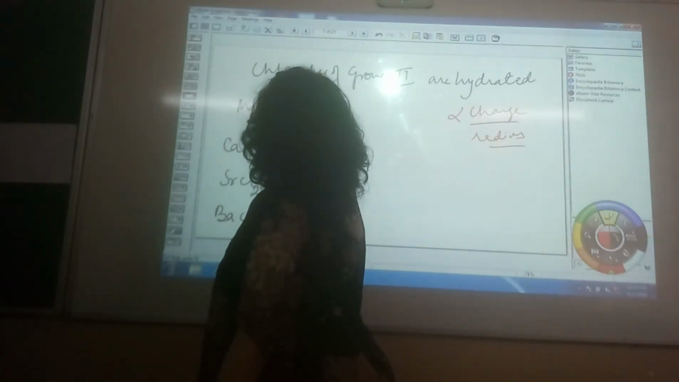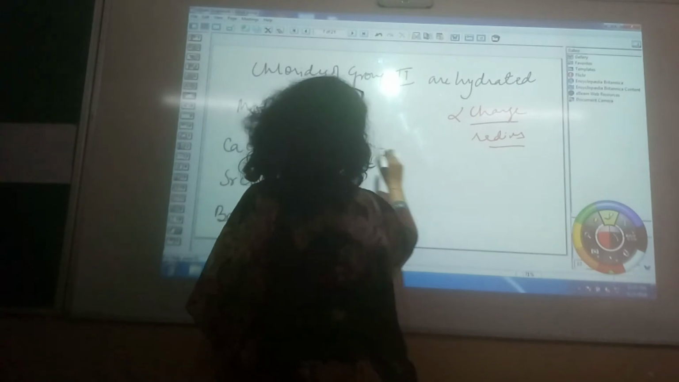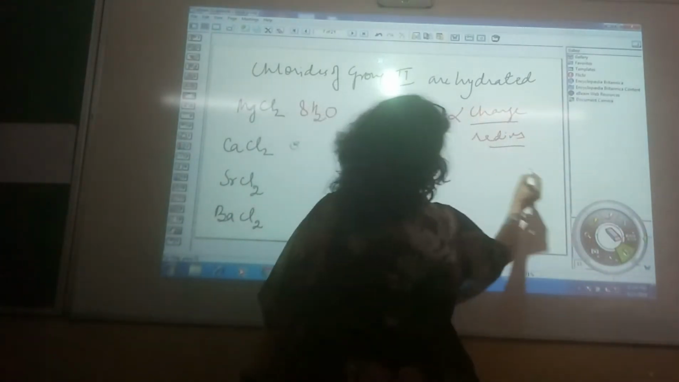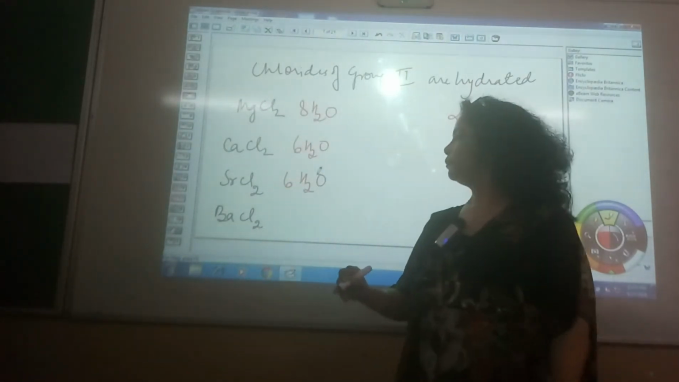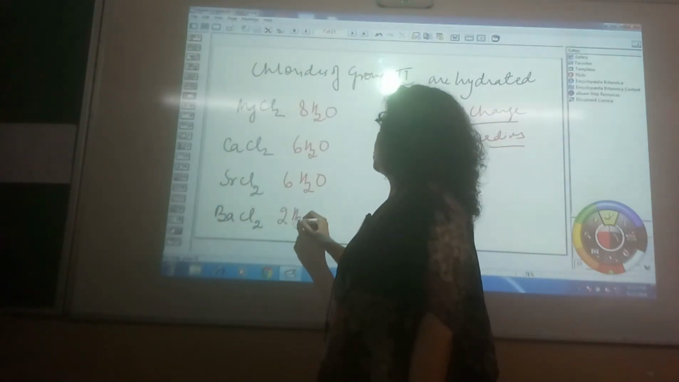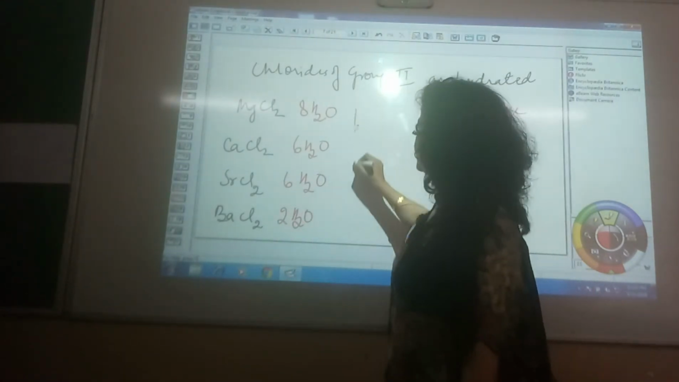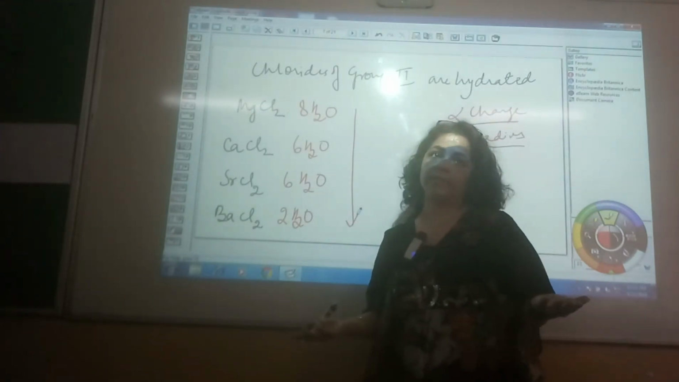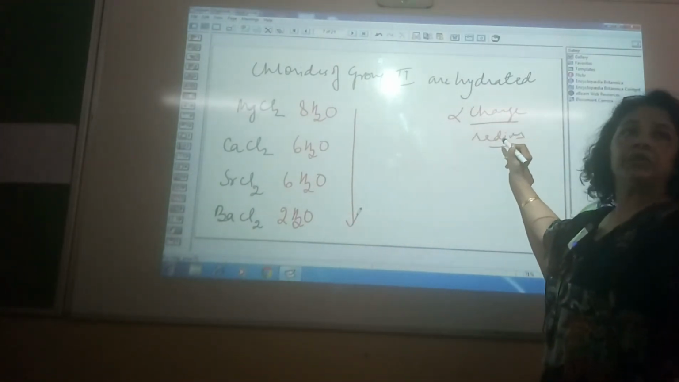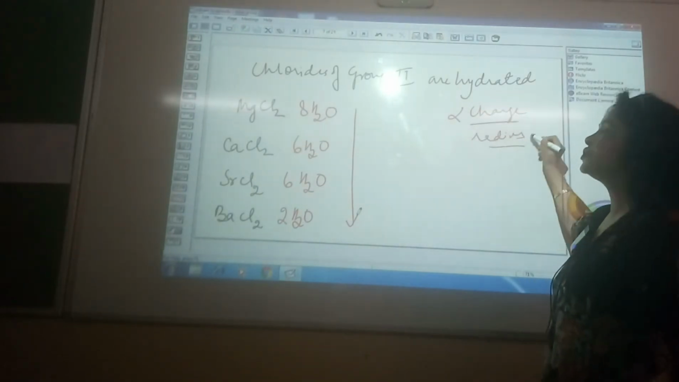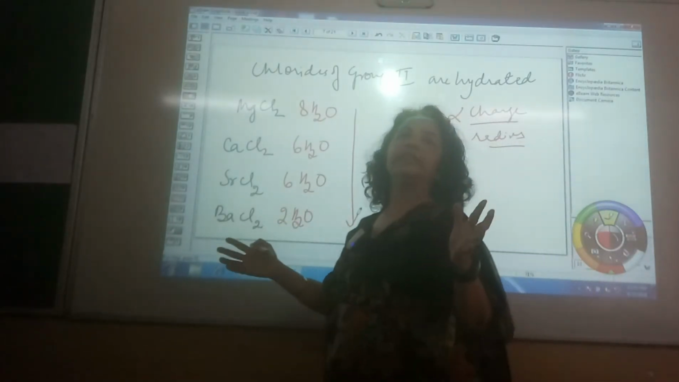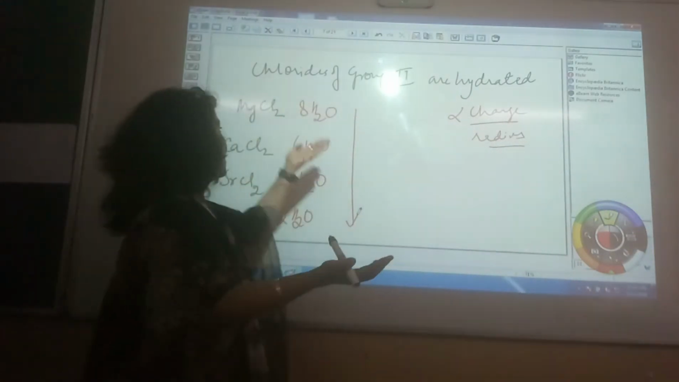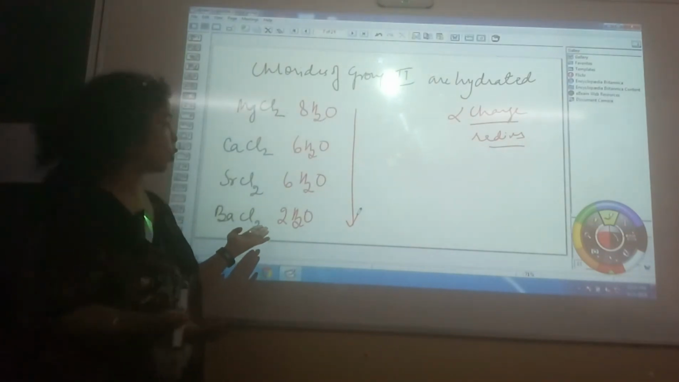This exists with 8 water molecules. This exists with 6 water molecules. This also exists with 6 water molecules, perhaps owing to the presence of the 3D. And this exists with only 2 water molecules. So it is evident as we move down, the hydration is less because the radius is increasing. If the radius is increasing, then the charge density goes on decreasing. The charge is the same, but the radius is increasing, so the hydration will go on decreasing as proved by the hydrated salts.